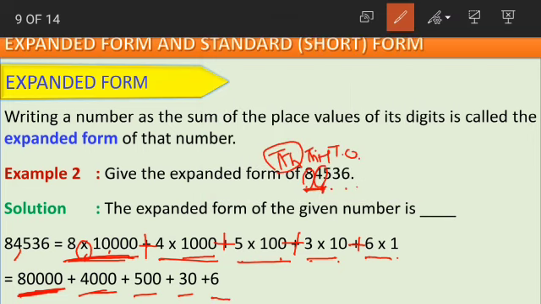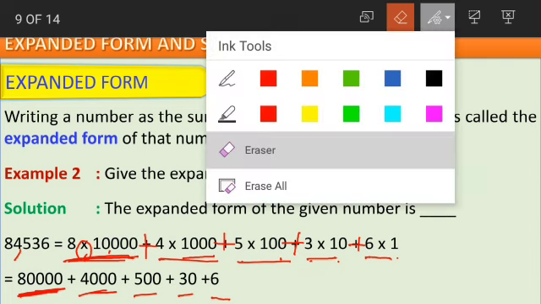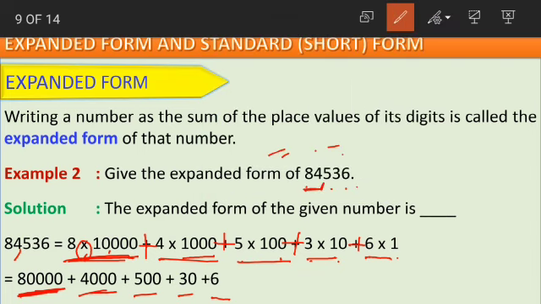Another easy way to write this is, we have to focus on how we are reading the digit in the number name. What do we read 8 as? We read 8 as 80,000 here, right? 84,000, which means 80,000. So we are writing 80,000 in numbers, plus we read 4 here as 4,000, then 4,000 in numbers, plus we read 5 here as 500. 500 plus we read 3 as 30. 30 plus we read 6 as 6 only. 6. Understood? Simply write the place values and then add them up.